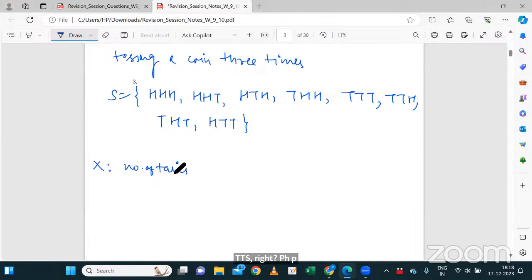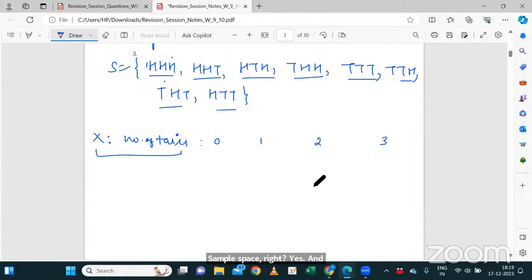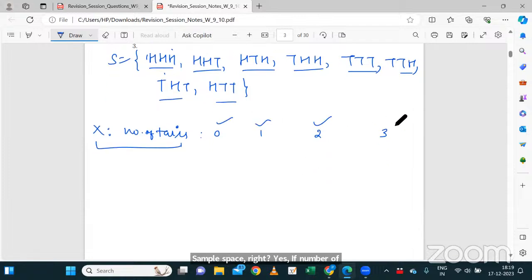Suppose I'm defining a random variable X as the number of tails. Now we are assigning a numerical value to each outcome of the sample space, right? If you are interested in the number of tails, then for this it will be 0. It can take value 0, 1, 2, and also 3, right? These are the possible values this random variable X will take, right?